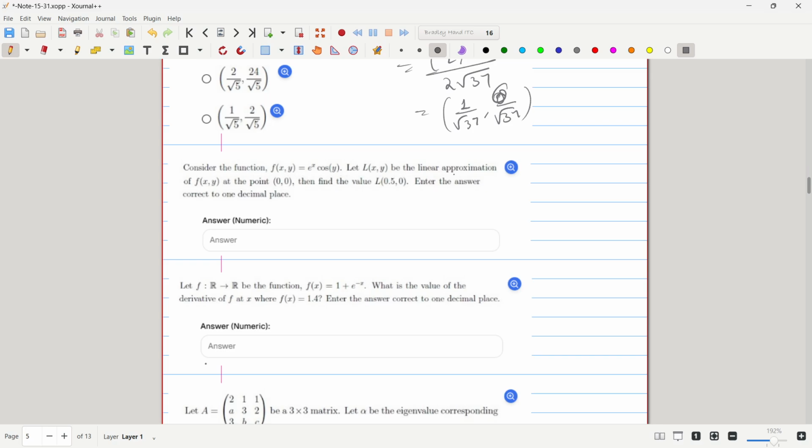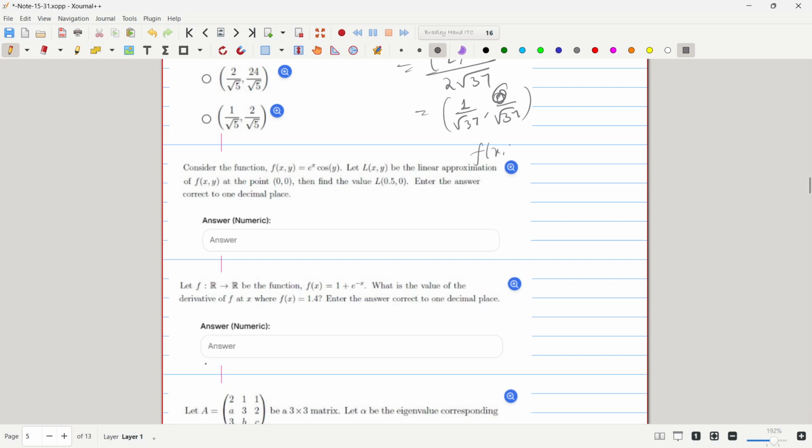Okay, so linear approximation. What was the equation of linear approximation? The value of the function at a given point plus df upon dx at (a, b) into x minus a, plus df upon dy at (a, b) into y minus b. Okay, and we need to check at the point (0, 0). So let's find it. Find the value at (0, 0).